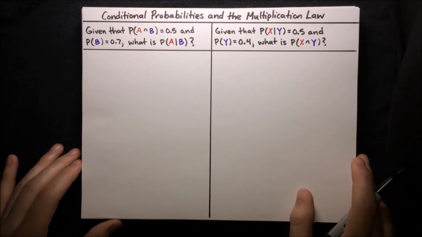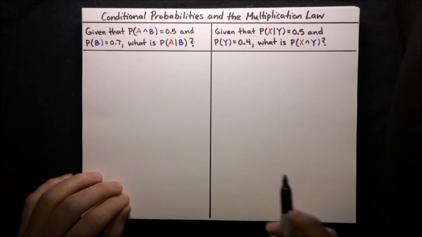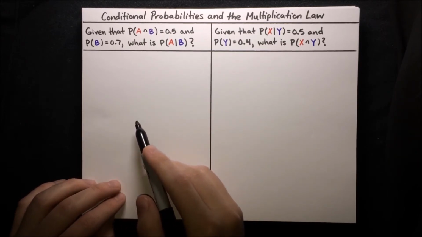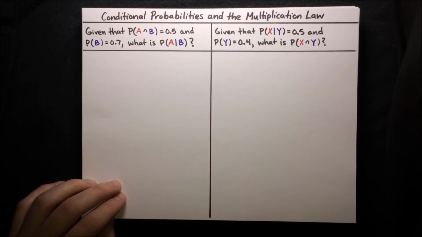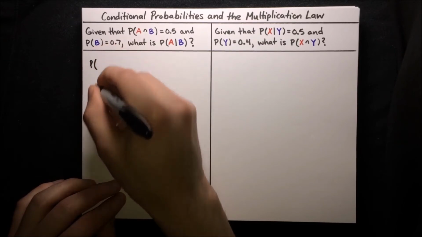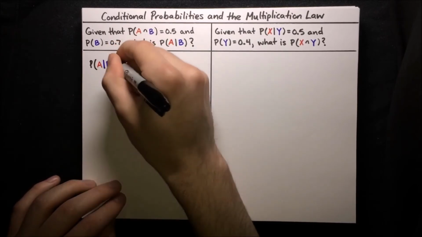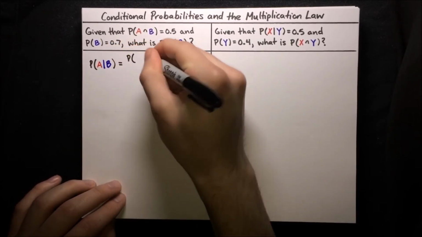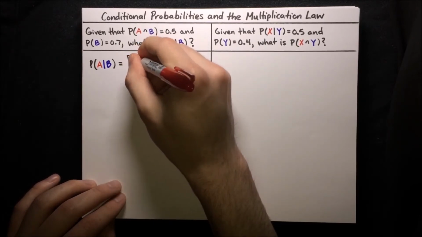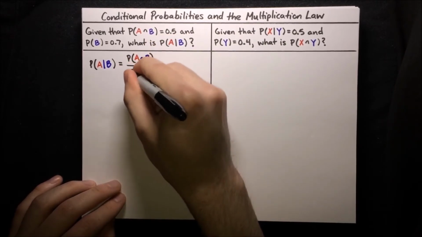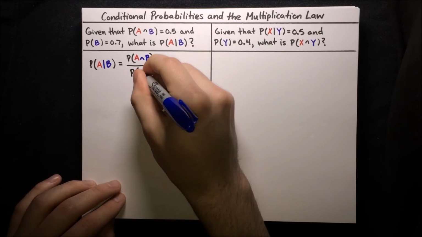All right, so now let's do some problems where we can't actually count up all the possibilities and we just have probabilities and we need to compute conditional probabilities based on that. First of all, given that the probability of A and B is 0.5 and the probability of B is 0.7, what is the probability of A given B? Well, using our formula, the probability of A given B is equal to the probability of A and B divided by the probability of B.